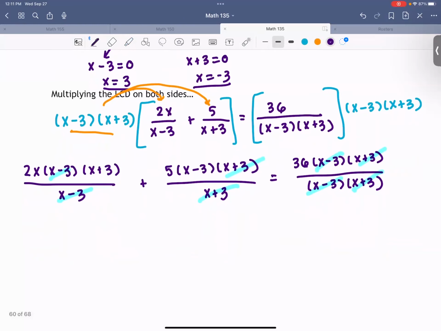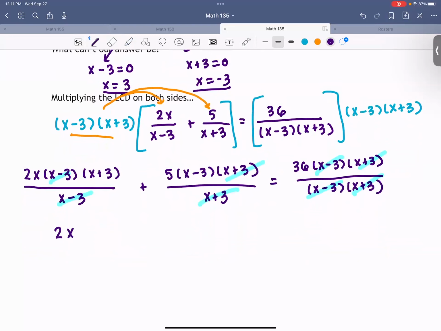On the left-hand side, I'm left with 2x times x plus 3. The next term, I'm left with 5 times x minus 3. And then on the right-hand side, I'm just left with 36. All right, everything seemed to cancel out there. All right, next step.